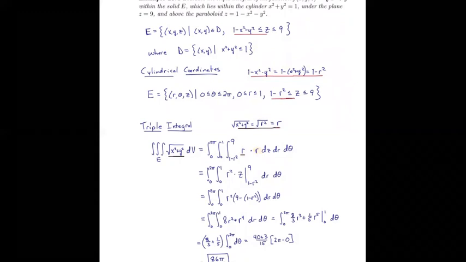So integrating with respect to z first, we introduce the variable z, and that is from 1 minus r squared to 9. So limits of integration plugged in look like this: 9 minus, parentheses, 1 minus r squared. Then we have r squared times that. Simplifying that term, we have 8r squared plus r to the 4th. Integrating with respect to r, we have 8/3 r cubed plus 1/5 r to the 5th from 0 to 1.